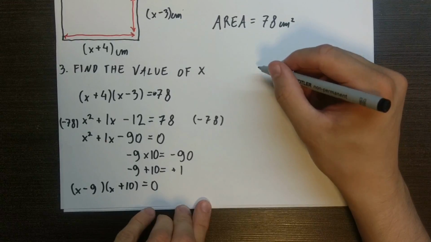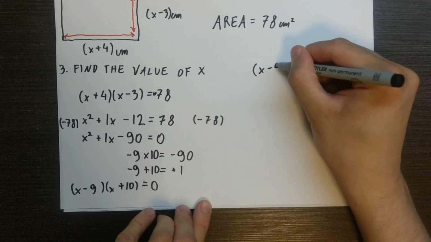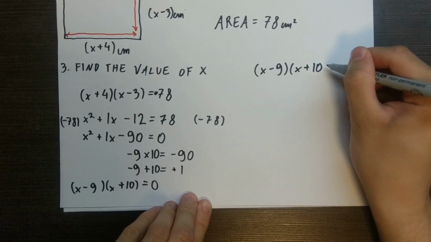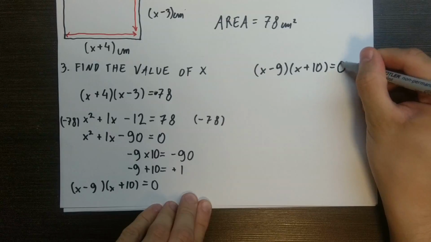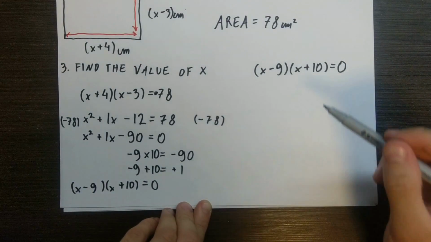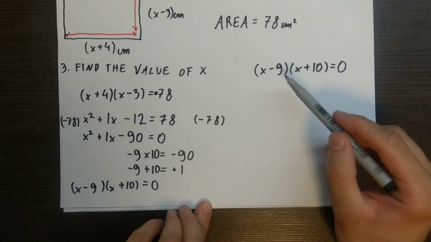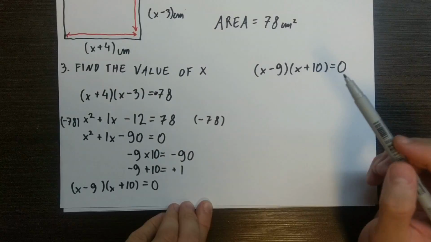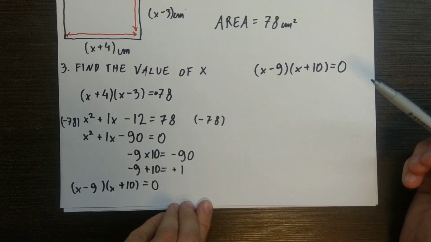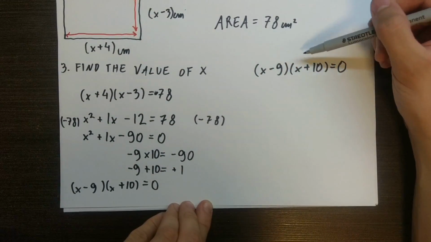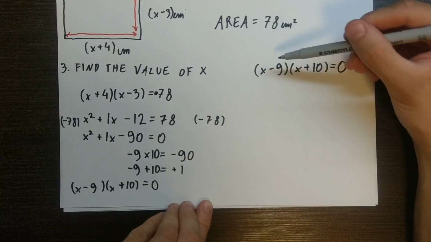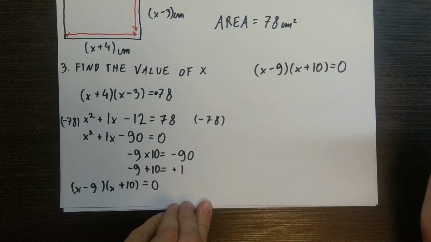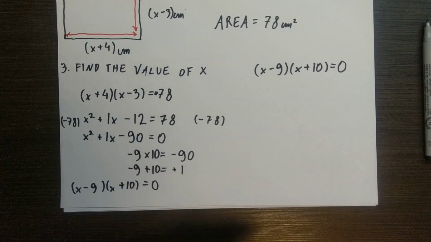Now let's take this over here. x minus 9, x plus 10 equals 0, guys. So now, how do we solve this? Well, in order to get 0 by multiplying, one of the terms absolutely has to be 0. That's the only way we can get 0. So one of these brackets has to give us 0 that we will be multiplying by the other bracket. So let's explore both options that we have right here.